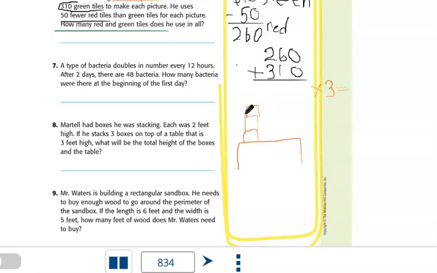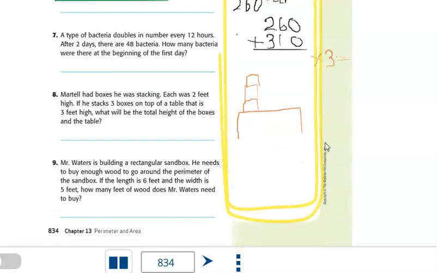Okay. Mr. Waters is building a rectangular sandbox. He needs to buy enough wood to go around the perimeter of the sandbox. If the length is 6 feet and the width is 5 feet, how many feet of wood does Mr. Waters need to buy? Okay, so that's just a perimeter question in order to get around the perimeter of a sandbox with a width of 5 feet and a length of 6 feet. And then figure out the other 2 sides based on the properties of rectangles. Okay.